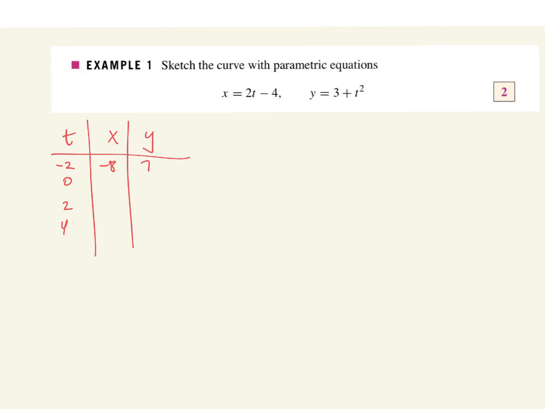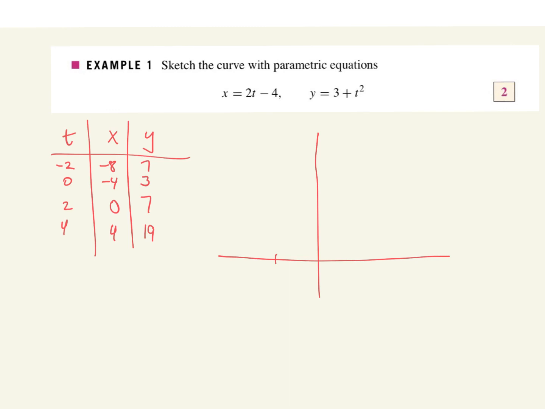7. If I go down through this list, put in 0, I get -4 for the x, and I get 3 for the y. If I put in 2, I'm going to get a 0 and a 7. Okay, so there's some symmetry. And if I put in 4, I'm going to get 4 and 19. So plotting this, right, I can see where that vertex would be based on what I'm having.